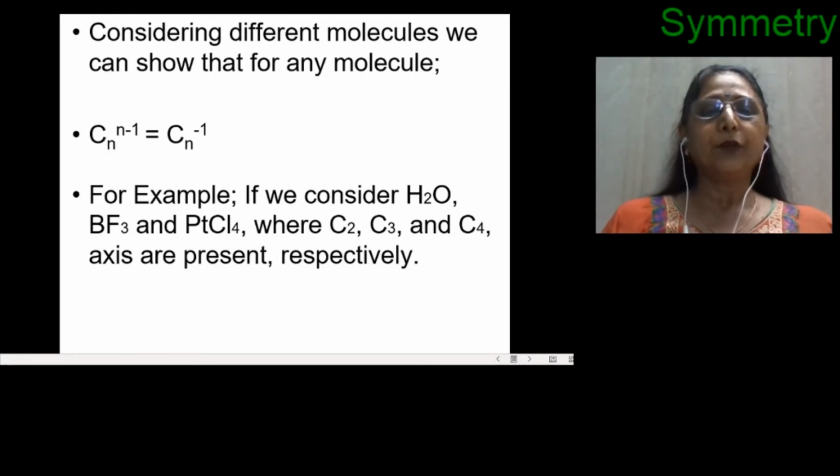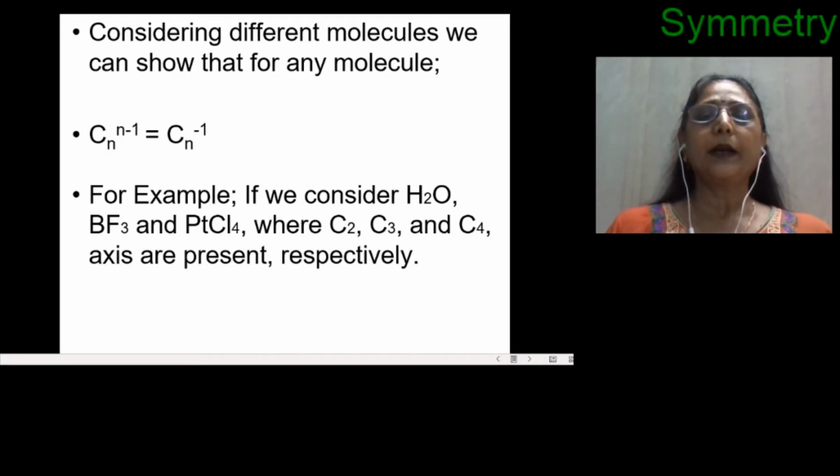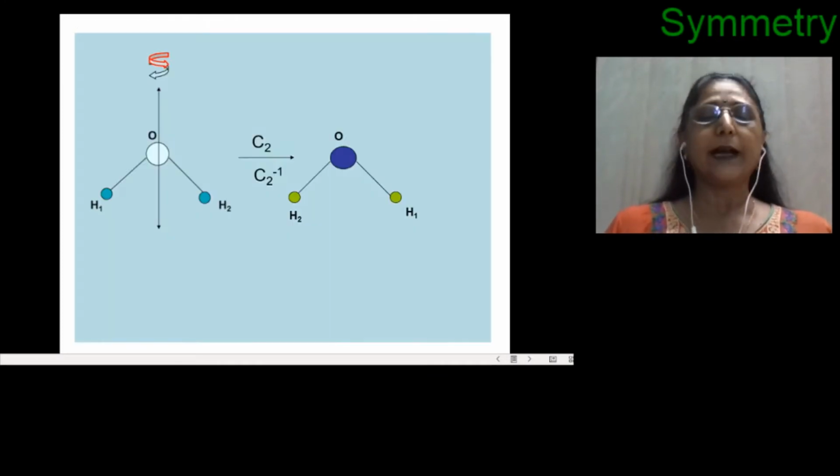For that, we can consider different molecules, for example, H2O, BF3 and PtCl4, where in H2O there is a proper axis of rotation C2, in BF3 C3 is present, and in PtCl4 a C4 axis is present. Now I will show you how we can represent the structure and the answer for the proper axis of rotation repeatedly and its inverse. So consider the structure of H2O as represented in the diagram.